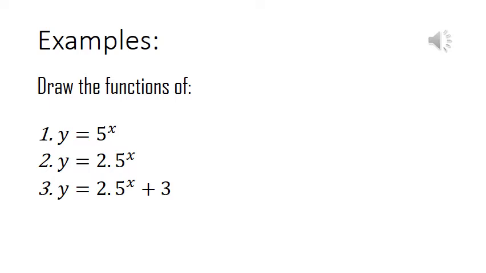And then for the third one, you can see I've added in a vertical shift of plus 3. So my q value is plus 3. So you should see that your asymptote is going to be at positive 3, so y is equal to 3. And you should see that when we draw the graph, it should shift up 3 spaces. So please make sure that when you get the equation of the exponential graph, you identify which is your a, which is your b, and which is your q value.